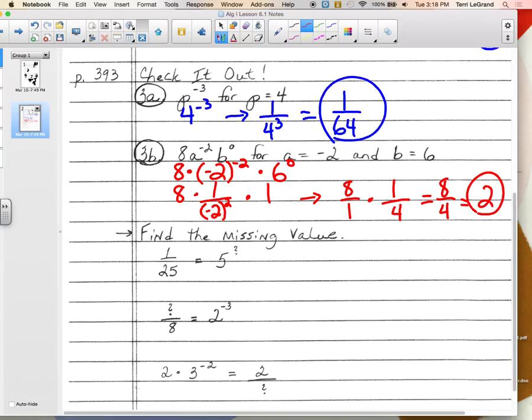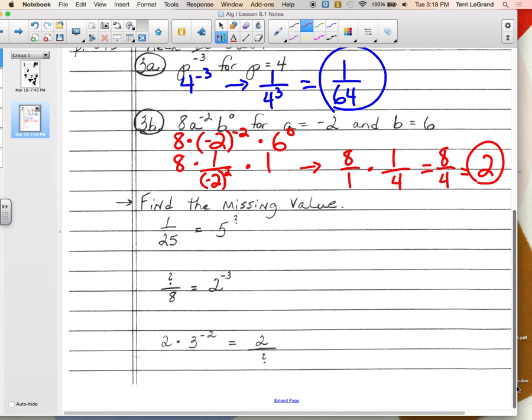You're so smart. So that's evaluating. Given values for the variables, plug them in, simplify till you can't simplify anymore.